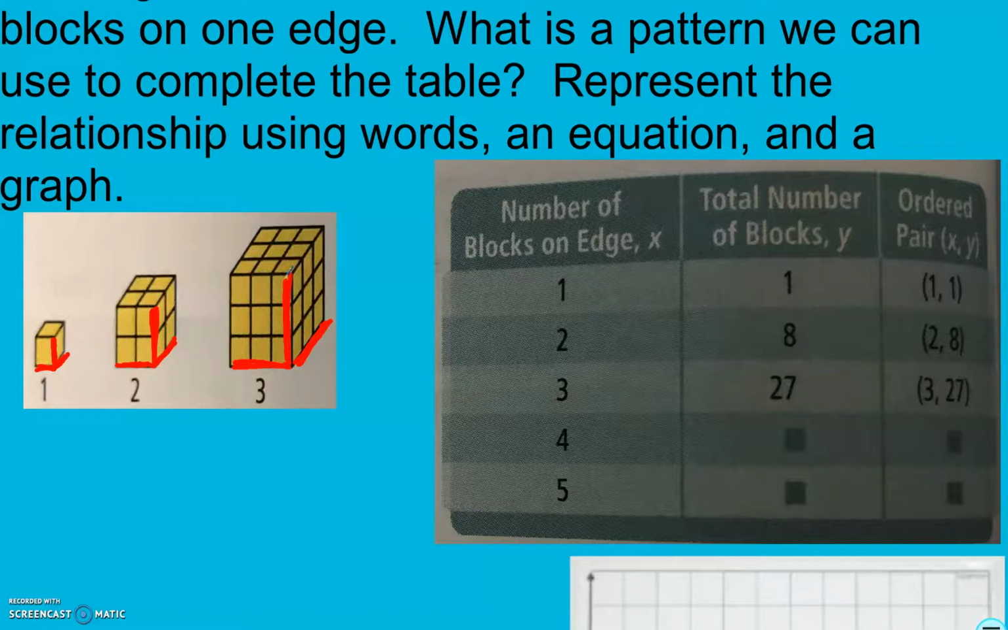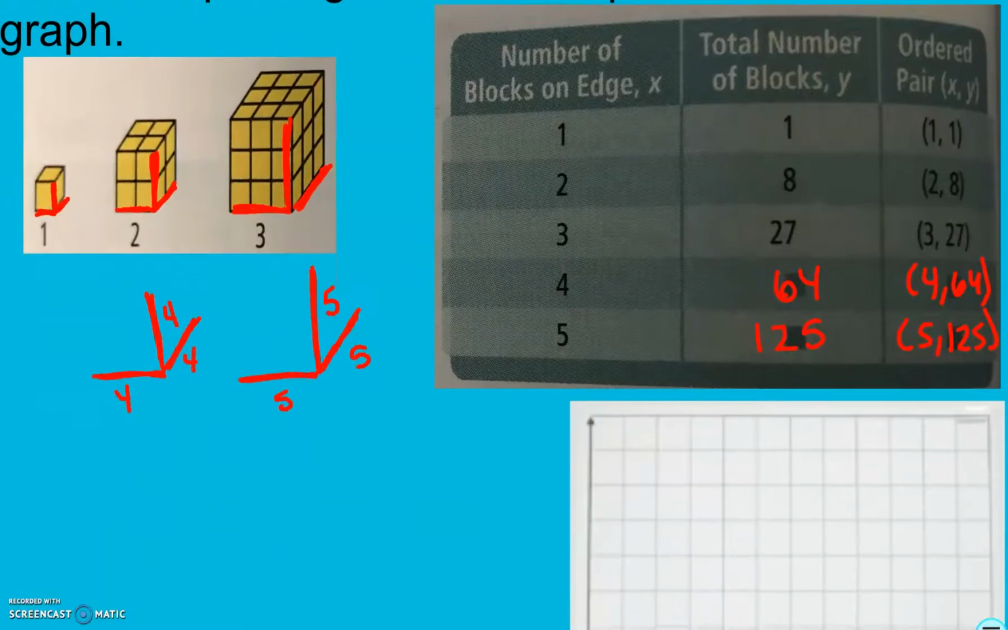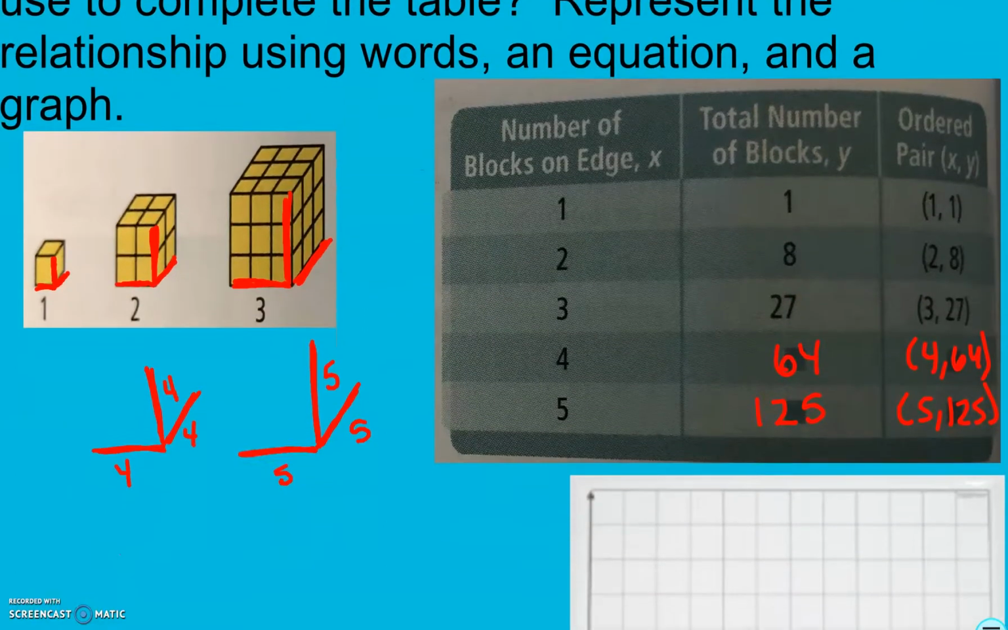And I get those by multiplying my dimensions together. So for 4, I'd have 4 wide, 4 deep, 4 tall. I multiply those together and get 64. For 5, I'd have 5 wide, 5 deep, and 5 tall, which gives me 125. So my ordered pairs would be 4, 64, and 5, 125.